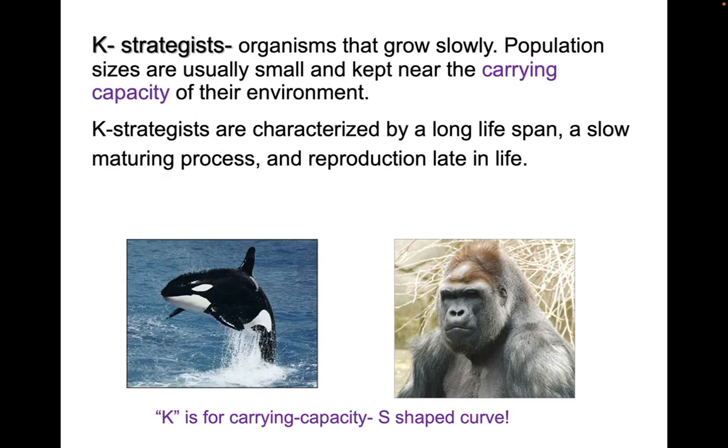K-strategists are organisms that grow slowly, with population sizes usually small and kept near carrying capacity. K-strategists are characterized by a long lifespan, slow maturing processes, and reproduction late in life. Think about many of the mammals we know and love, like gorillas or orcas. In theory, humans are K-strategists. Unfortunately, we haven't kept our population sizes very small. That is the one very unique thing about us. K is for carrying capacity, and that's an S-shaped curve.